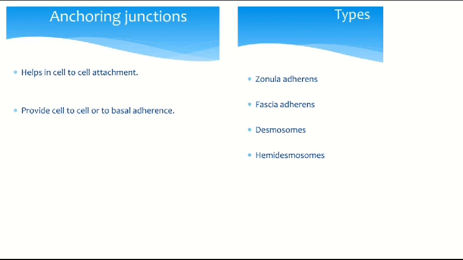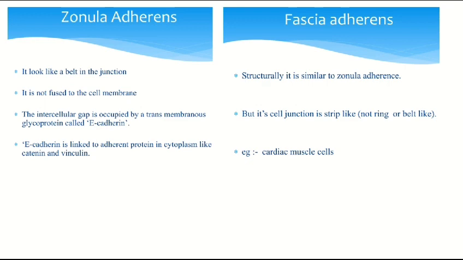Anchoring junctions provide cell-to-cell or cell-to-basal adherence. Types of anchoring junctions: zonula adherens, fascia adherens, desmosomes, and hemidesmosomes. Zonula adherens looks like a belt in the junction. It is not fused to the cell membrane.